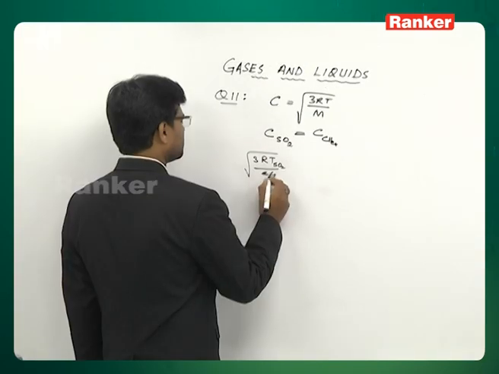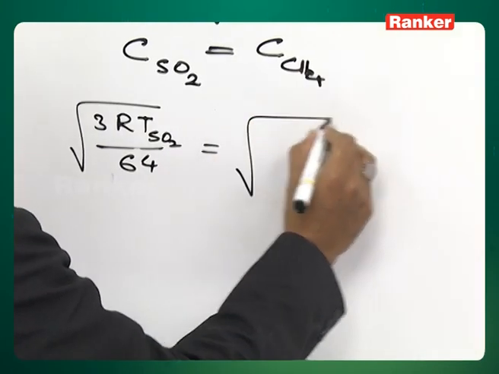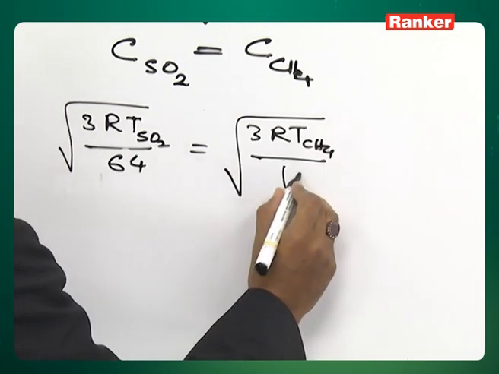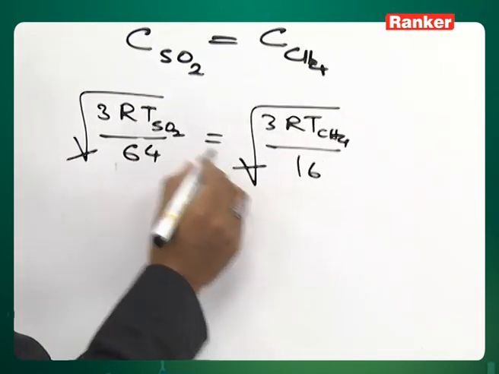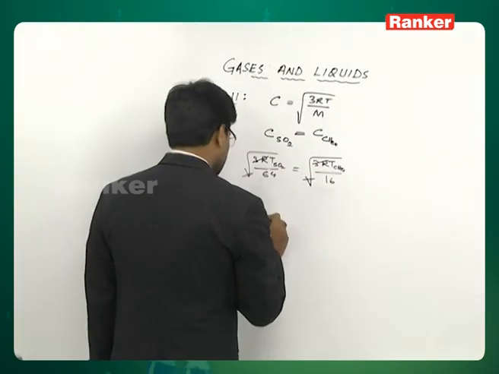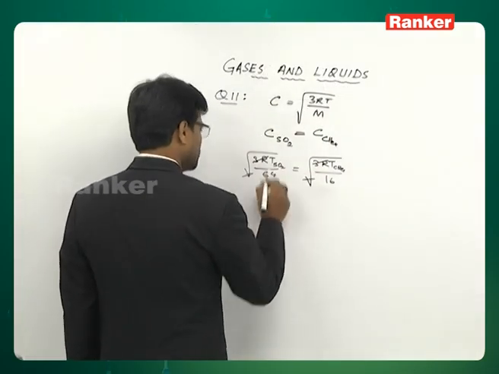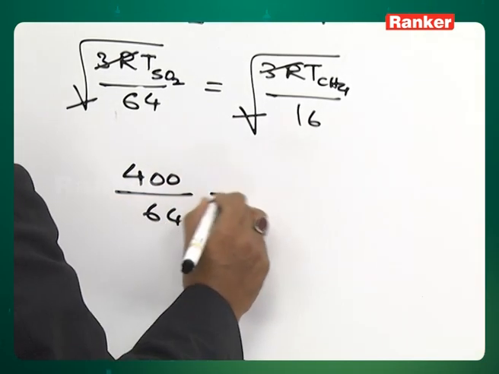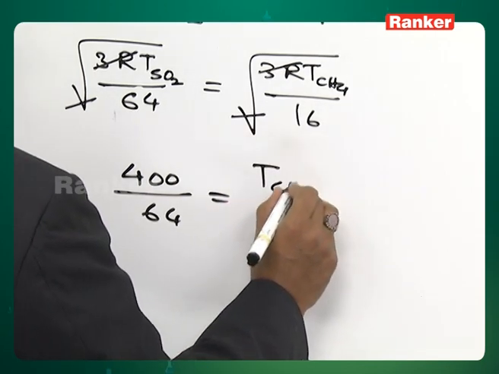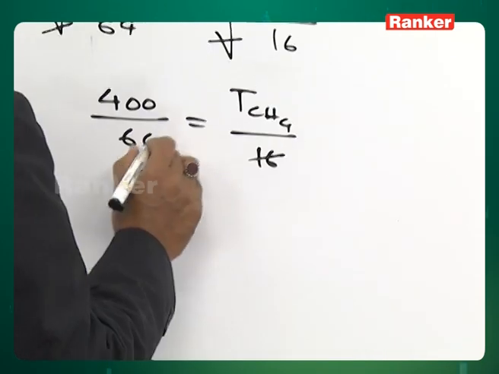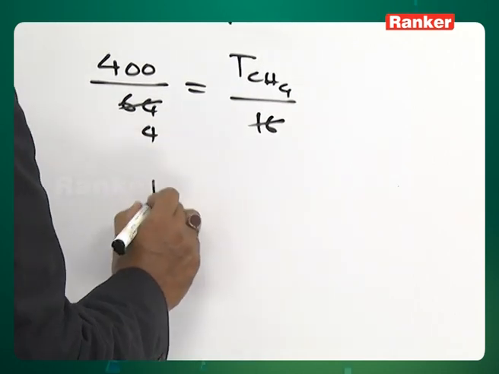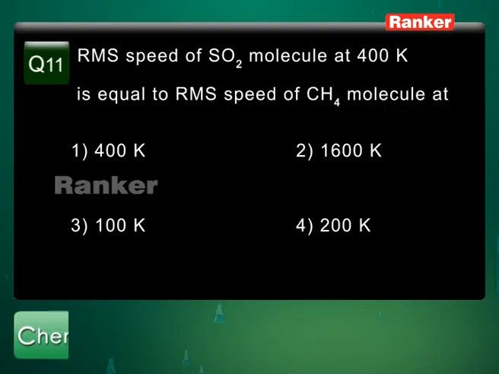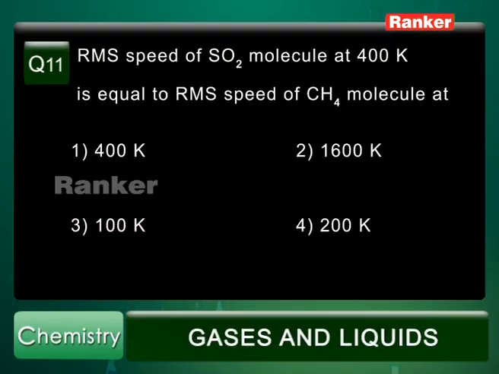So root over 3RT SO2 by 64 is equal to root over 3RT methane by 16. The roots get cancelled, 3R also will get cancelled. So you can say T SO2 is given as 400. So 400 by 64 is equal to T methane by 16. So this goes 4 times. So T methane equals 100 Kelvin. So the correct answer is the third option, 100 Kelvin.